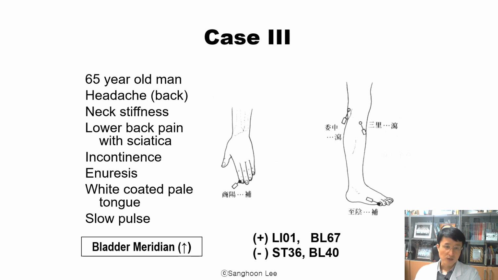And white-coated pale tongue and slow pulse show he is in deficiency. So bladder meridian and in deficiency condition, so we need to tonify his bladder meridian. So the formula is large intestine 1 and bladder 67 and reducing stomach 36 and bladder 40 point.